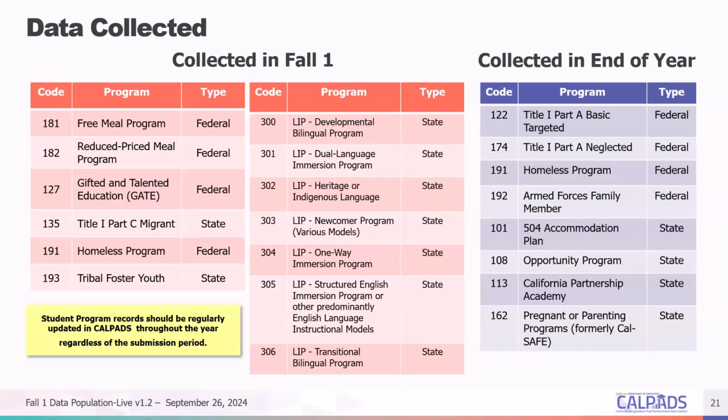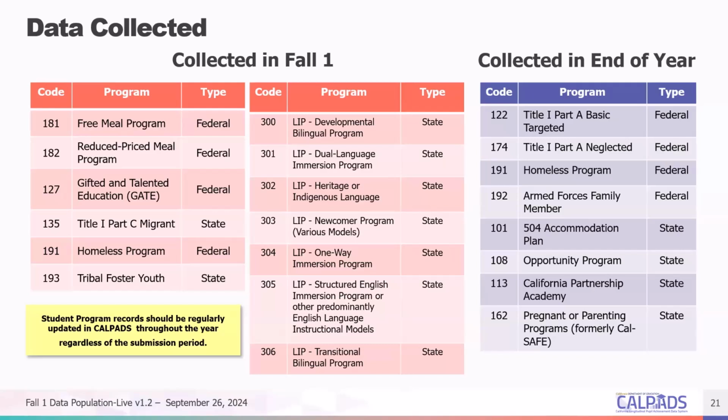So this slide lists all of the program codes that are collected throughout the year. Some programs are collected in Fall 1 and others are collected in end of year. You're both able and encouraged to submit your program records on an ongoing basis throughout the year. And that's because it's important to report and update student eligibility and participation in CalPADS as soon as that information is available. Identifying eligibility and participation allows for students to receive additional services. And so that ongoing reporting really provides better services and outcomes for your students. And that's why we recommend the ongoing reporting of program records in CalPADS.